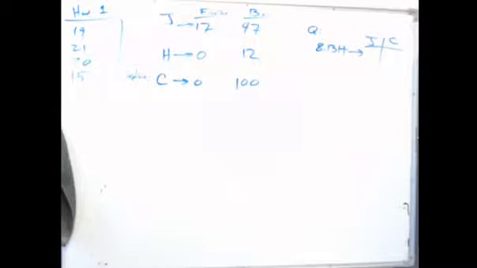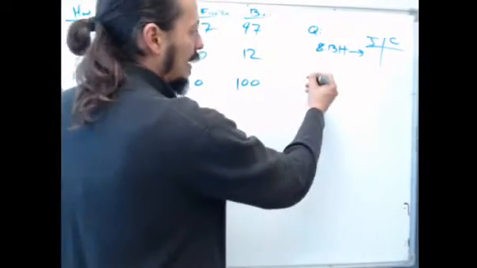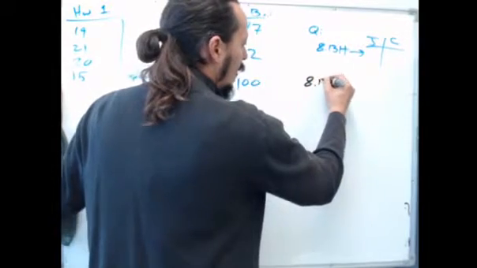I did 8.13 over 12, and then I just found the ratio. There's a pretty simple way to do this first one. There's a pretty simple way to do it. We can just say 8.13.